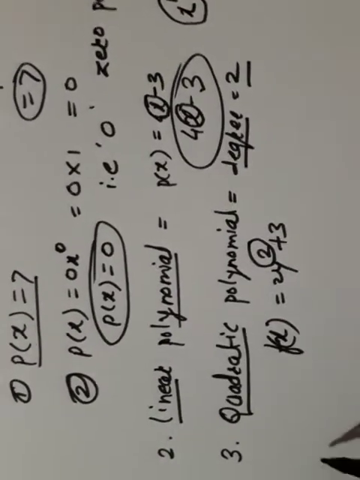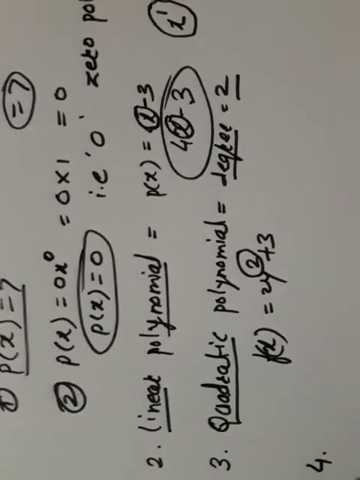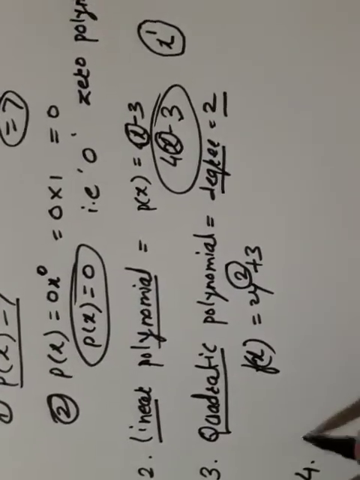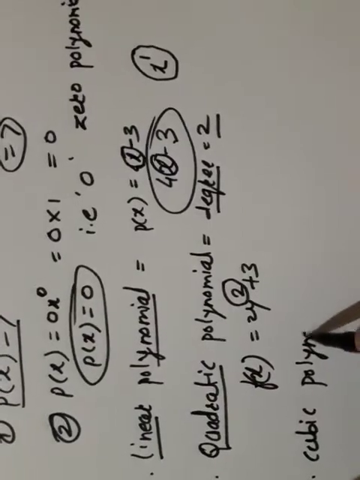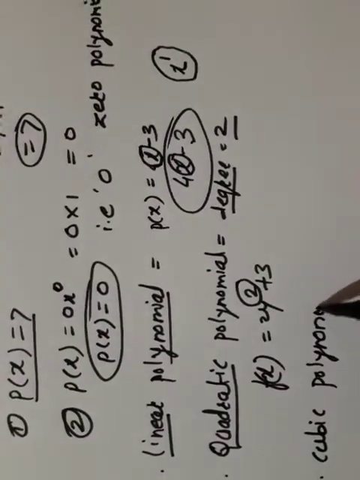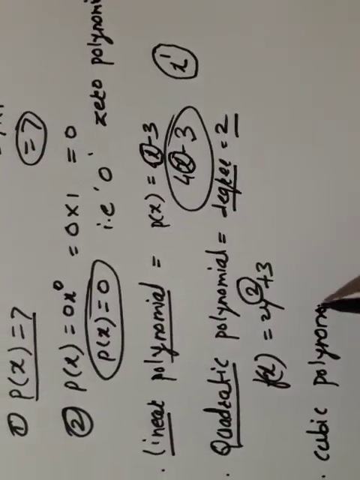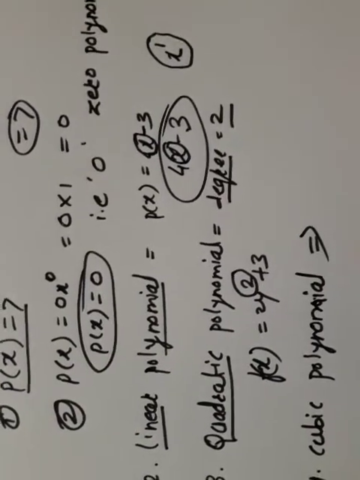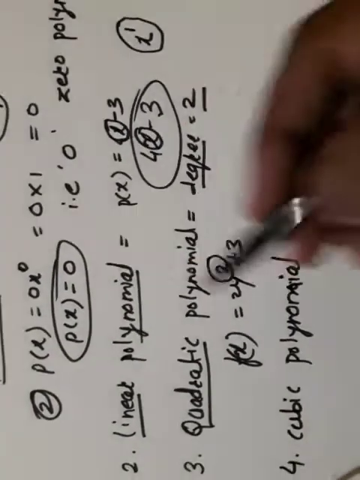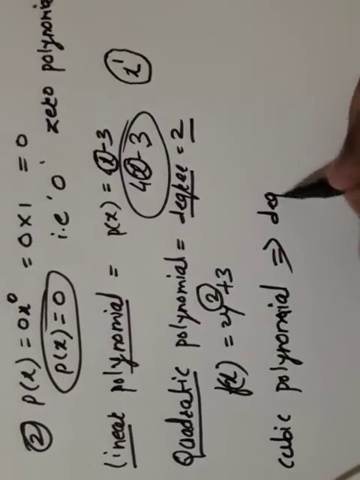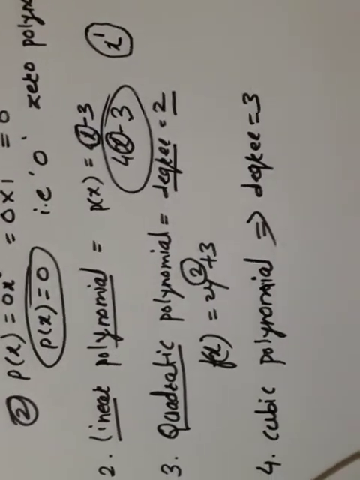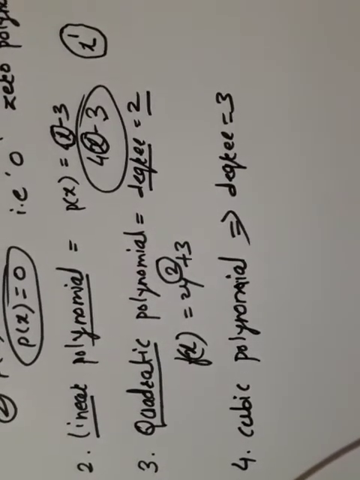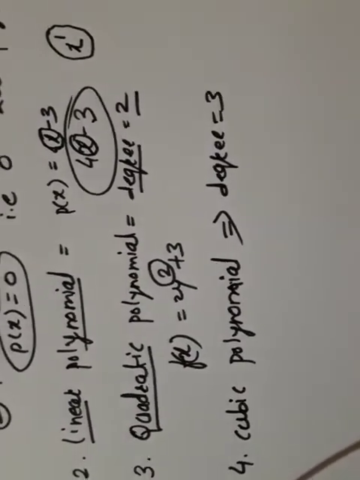Do you understand? Third type done, now the fourth type. What is the fourth type? Cubic polynomial. Only a small change. What should the degree be here? Degree is equal to 3. A polynomial which has degree 3 is known as a cubic polynomial.